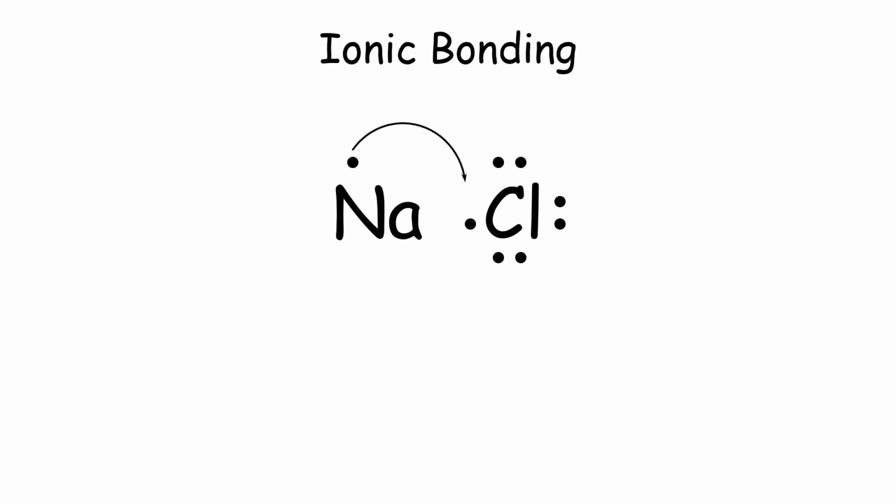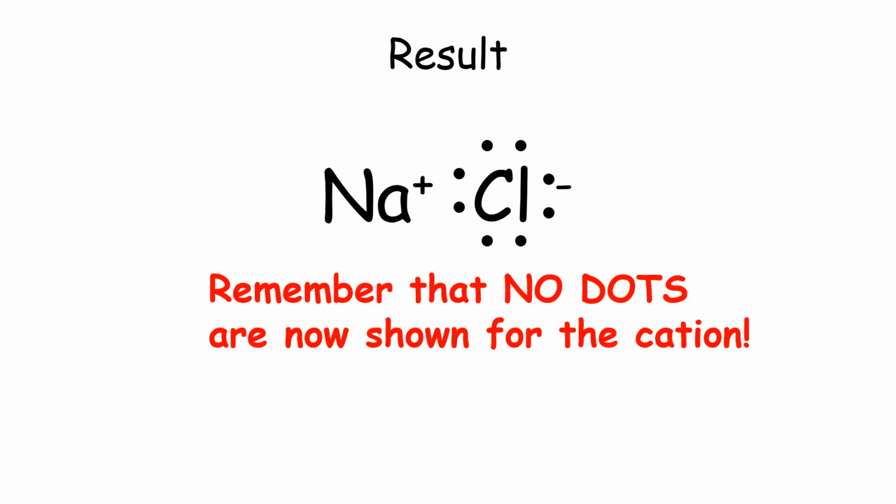Now, when that happens, sodium forms a positive ion and chlorine forms a negative ion. So this is what that is going to look like. And remember that because sodium lost its outermost shell, that's why we show no dots for sodium, which is the cation, and chlorine is going to have 8 dots because it now has a complete octet.